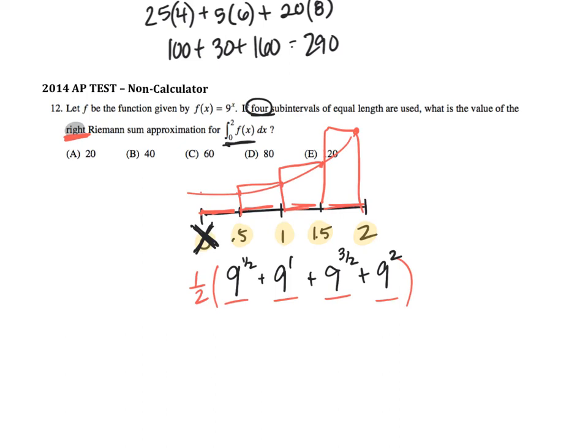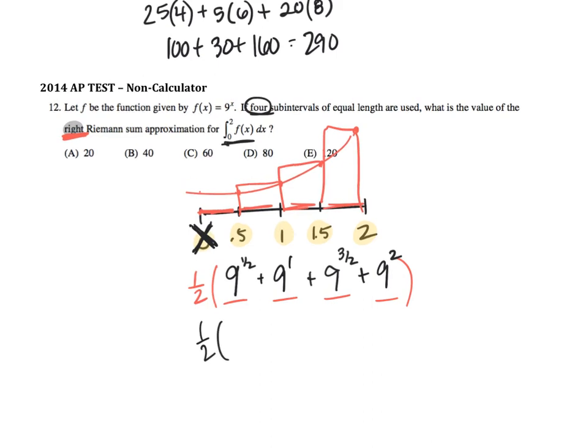This could be a little daunting looking, but then we say, okay, I remember that 9 to the 1/2 is the same as the square root of 9. The square root of 9 is 3. 9 to the first is 9. 9 to the 3/2 is the same as 9 to the third power square rooted. But I do not know offhand what 9 to the third power is, so do the square root first. We know the square root of 9 is 3. 3 to the third power is 27, much more manageable.